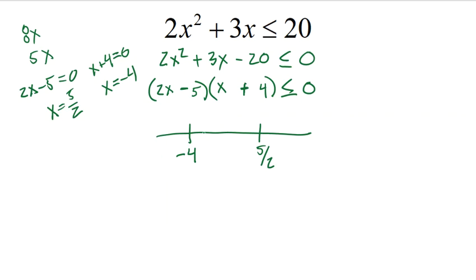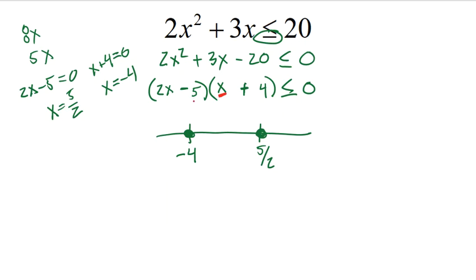Okay. So first thing is I'm allowed to equal 0. It says or equal to 0. So that means I want filled in dots. That means these are going to be brackets because I'm allowed to be those numbers. -4, if I plug -4 in for x, it's going to make me 0, and that's going to result in a solution.